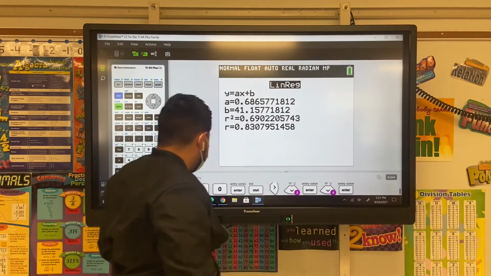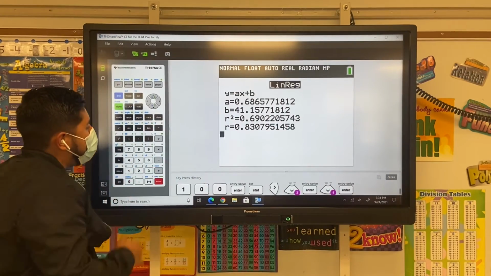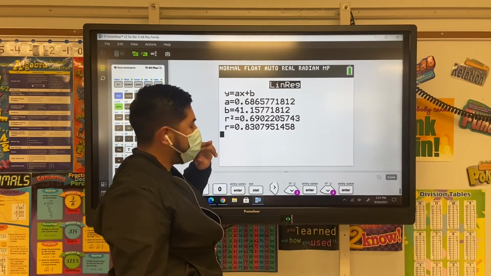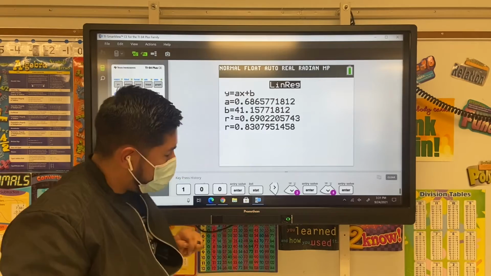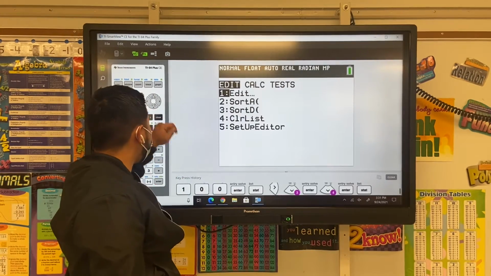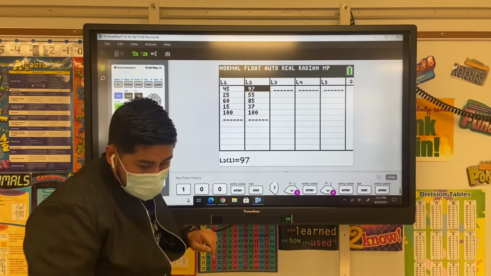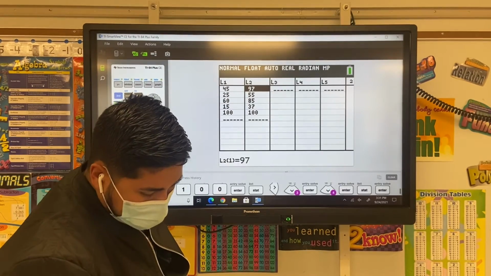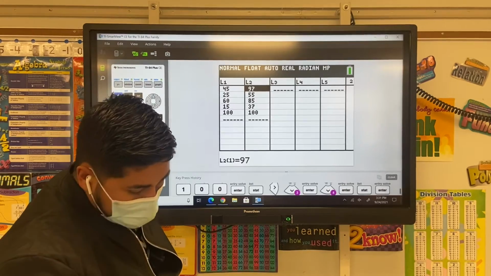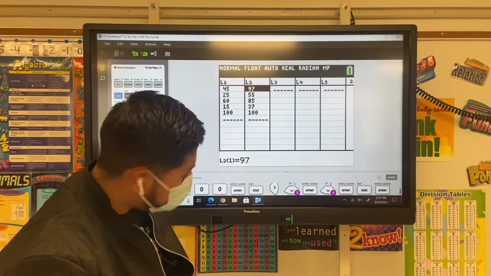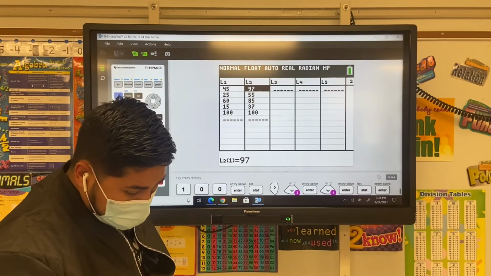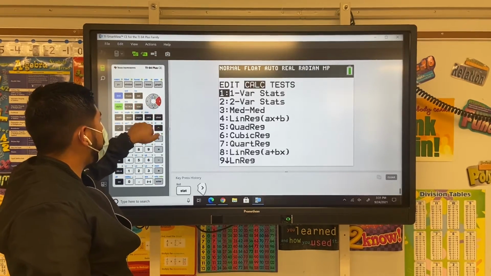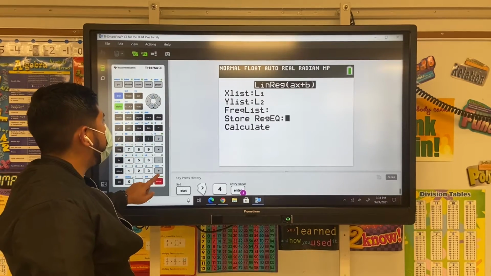Okay, so looking at A and B, I'm going to write those down. So A equals 0.69. Ooh, I think I did it wrong. Let's check. Stat, edit. 45, 25, 50, 15, 100, 97, 55, 85, 37, 100. Guess not. Okay. Stat calc 4. Sorry, had a little brain fart.